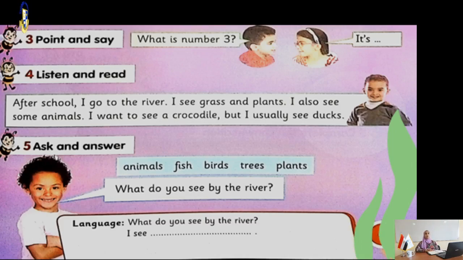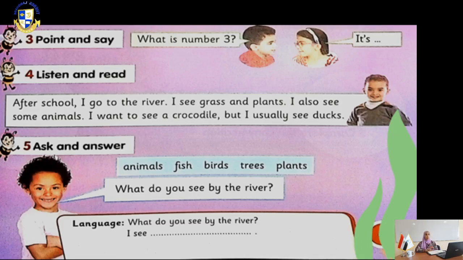Now exercise number 4, listen and read. Let's read together. After school, I go to the river. I see grass and plants. I also see some animals. I want to see a crocodile, but I usually see ducks.